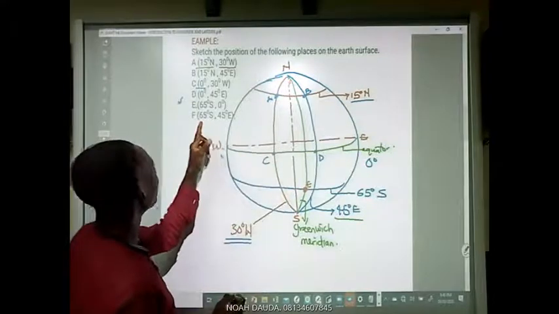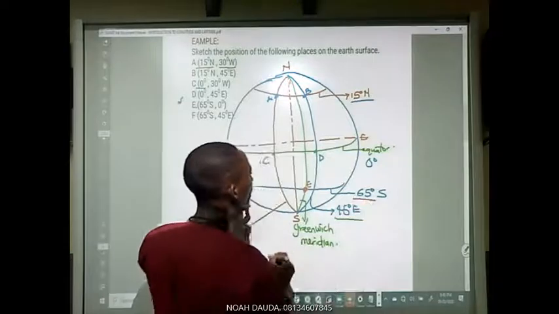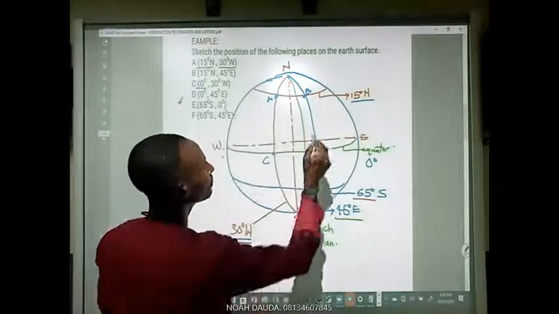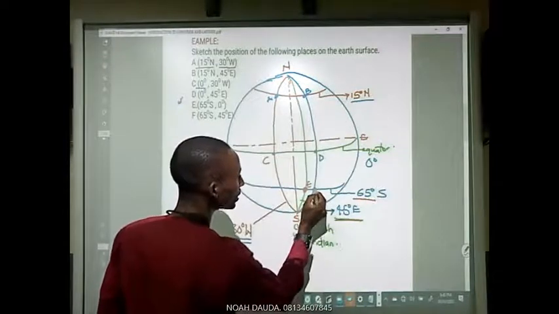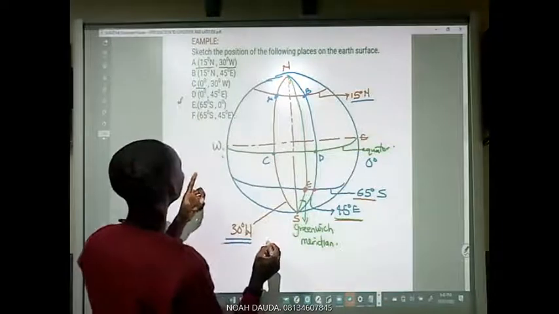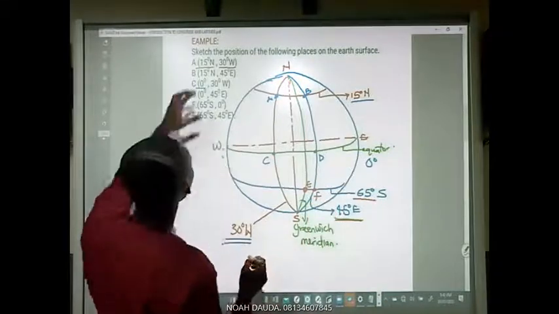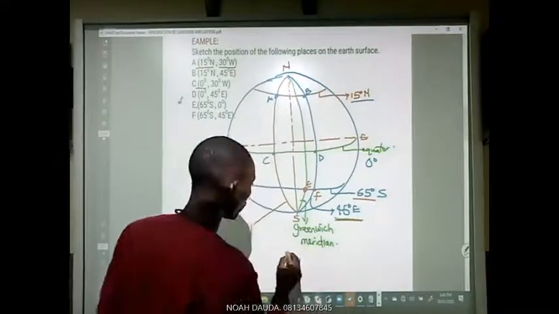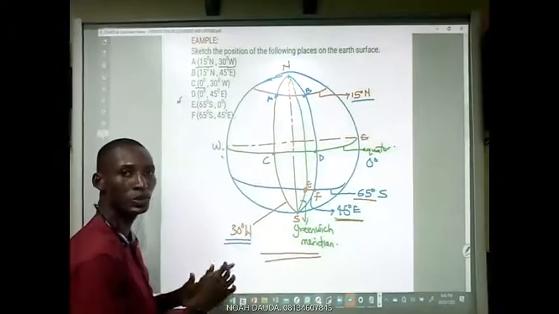And moving on to the last one, 65 degrees south has been drawn already, so I don't need to draw it again. And then 45 degrees east, this is the point also again. So the point of intersection is here, so you don't need to draw that over again. So finally, you are going to have this point as F. So in a nutshell, we are able to sketch the position of the given places on the Earth's surface, and that ends the solution to the question.